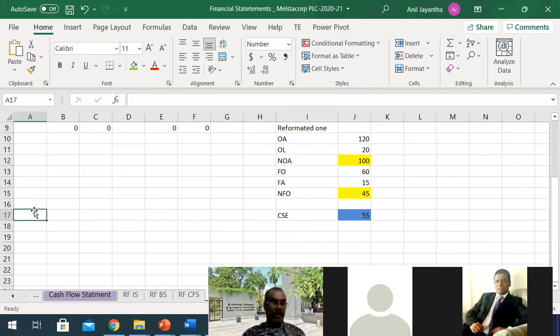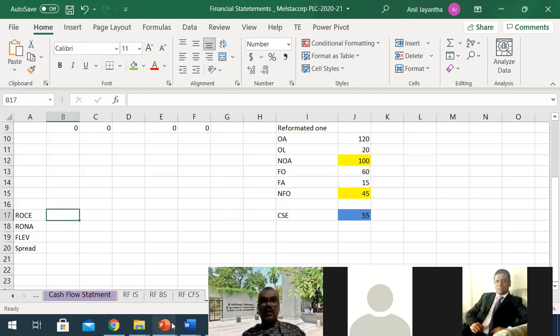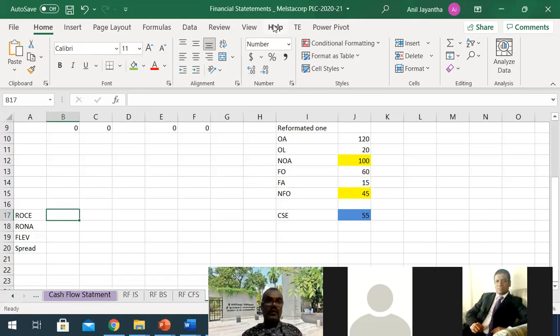You're supposed to calculate ROCE, return on net operating assets, financial leverage, and spread in the reconciliation. So when you add all these things together, you need to reconcile it with ROCE. Take 10 minutes and do it. Any question on that?